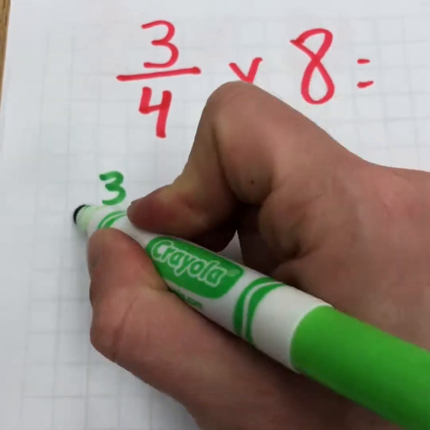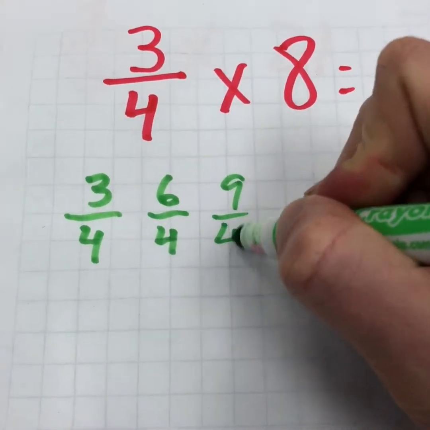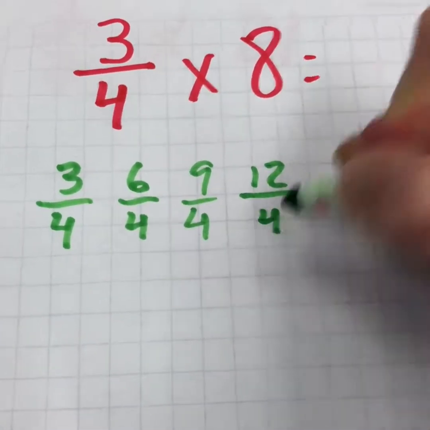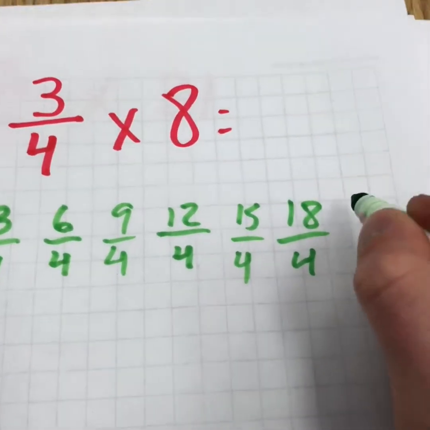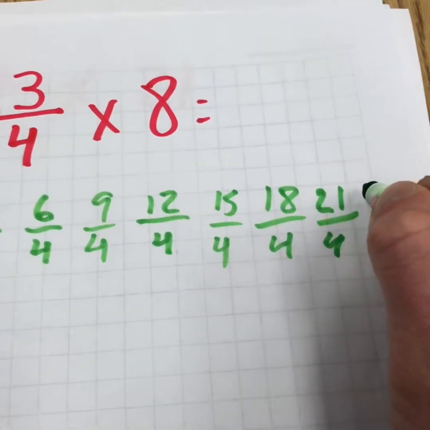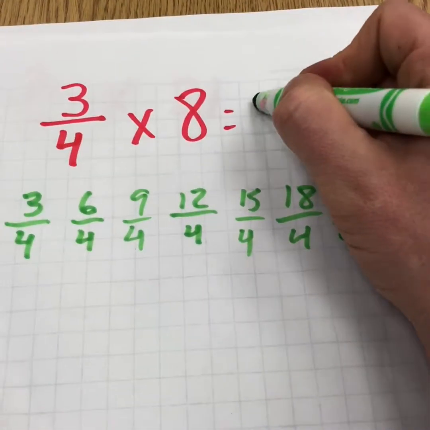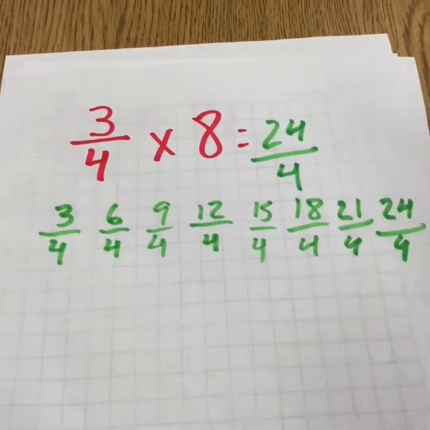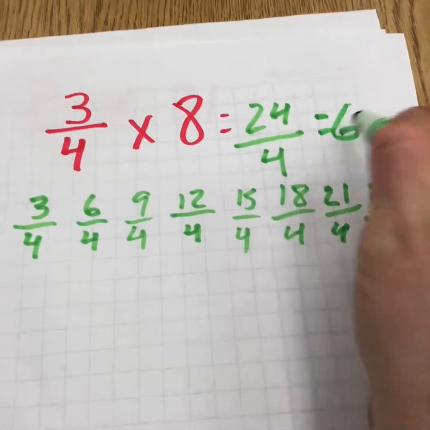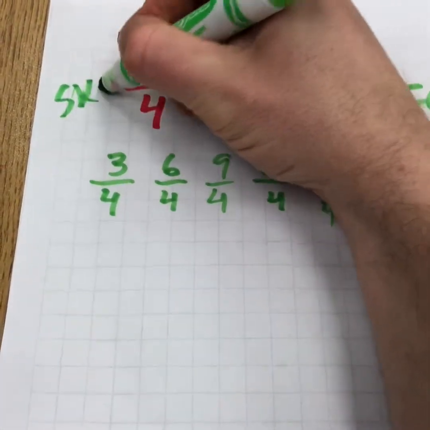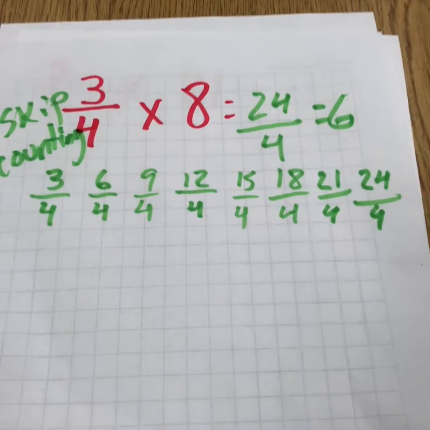You could skip count 3/4 8 times, so 3/4, 6/4, 9/4, 12/4, 15/4, 18/4, 21/4, or 24/4. It would be 24/4. Now you know that if you turn that into a whole number, 4 goes into 24 6 times. So skip counting is one way to think of multiplying fractions.